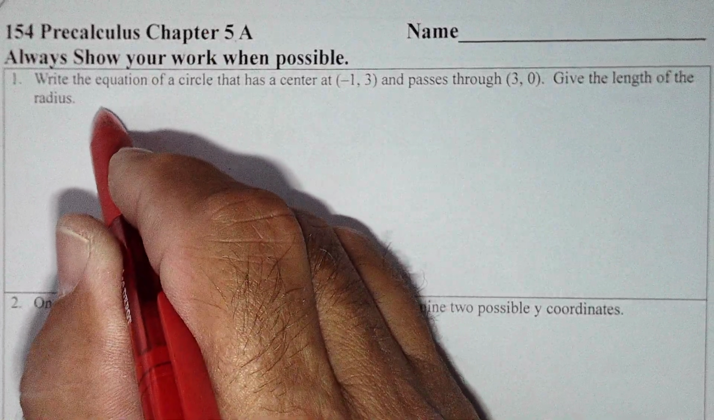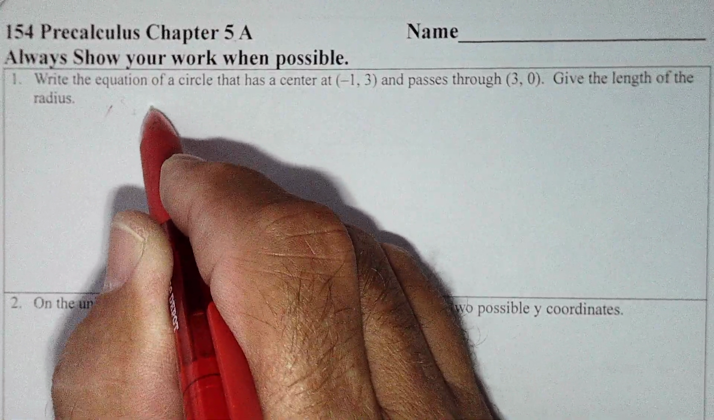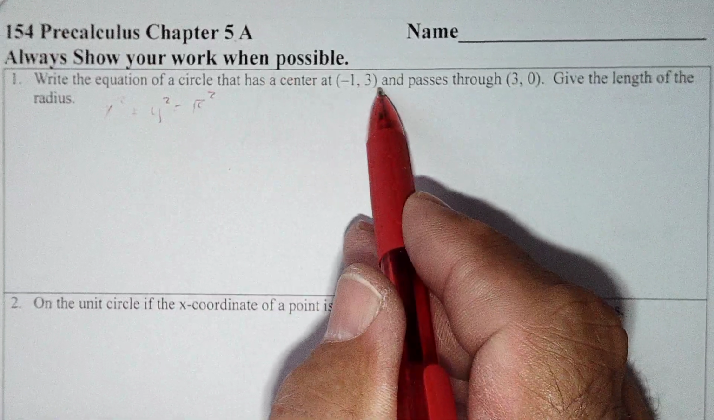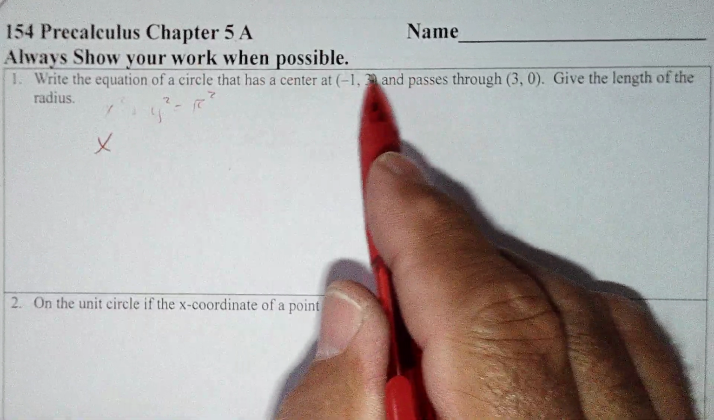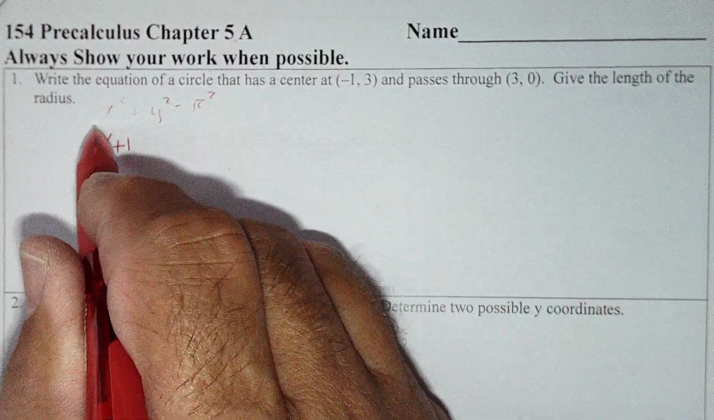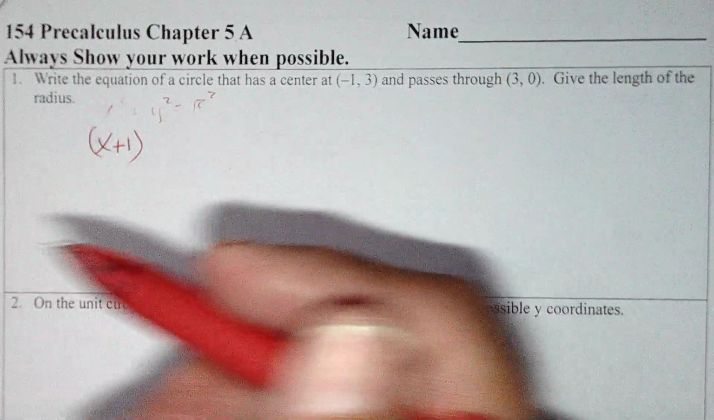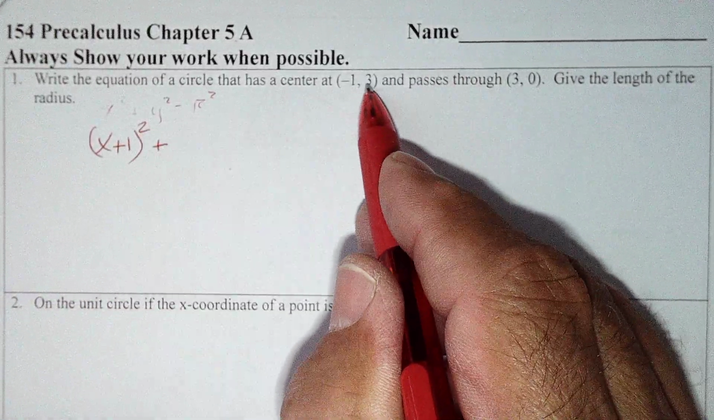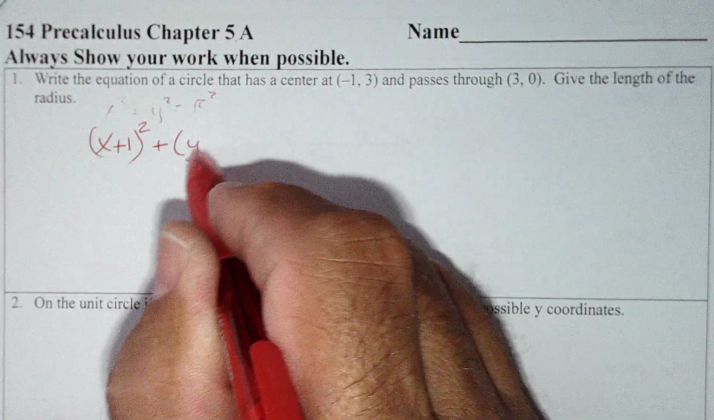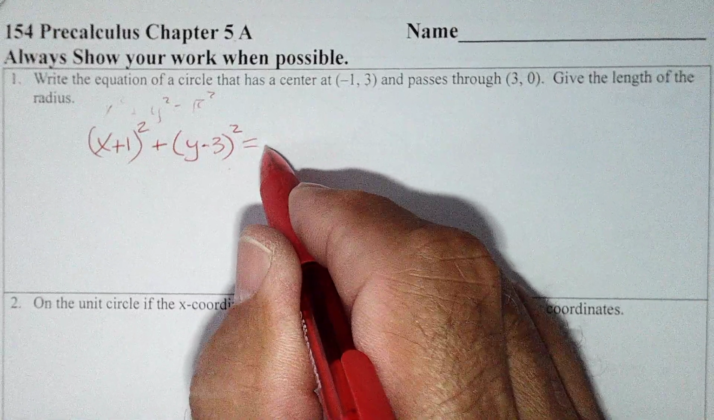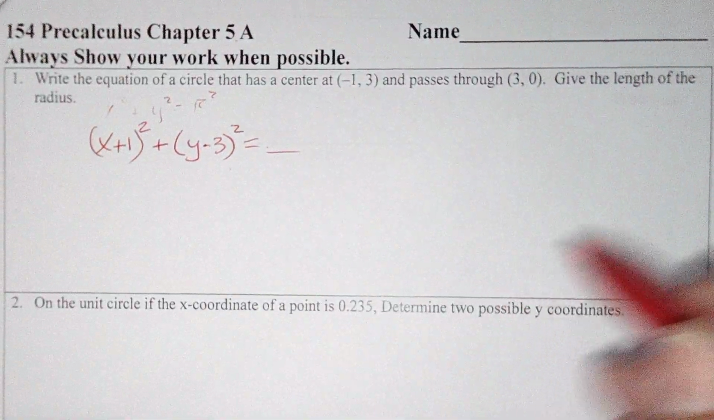So I need to do x squared plus y squared equals r squared, but it's moved. So it's going to be x, if I want to move it minus 1, I go x plus 1, to move it to the left 1. And to move it up 3, I've got to go y minus 3 equals r squared. Now I've got to figure out r.